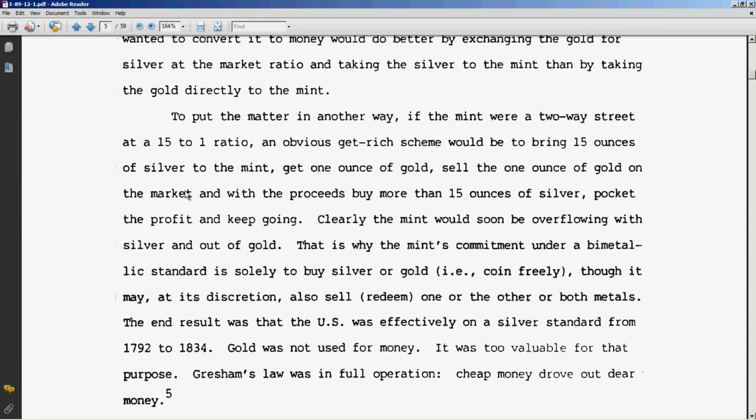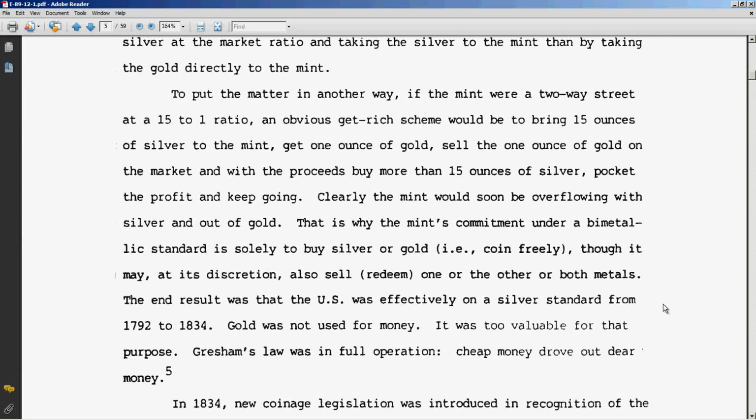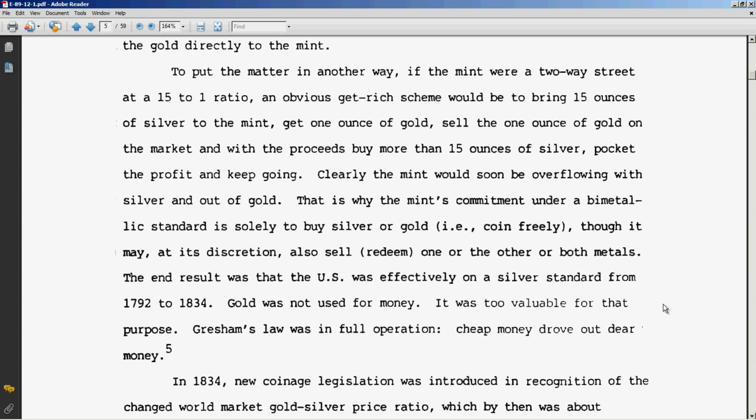It's Gresham's law coming into play. Whatever money is the bad money, they're going to sell it to the government and get the good money and buy more bad money, etc. So that's this cycle that's caused. And from that, he says, clearly the mint would soon be overflowing with silver and out of gold. That is why the mint's commitment under a bimetallic standard is solely to buy silver or gold, though it may, at its discretion, also sell one or the other or both metals.